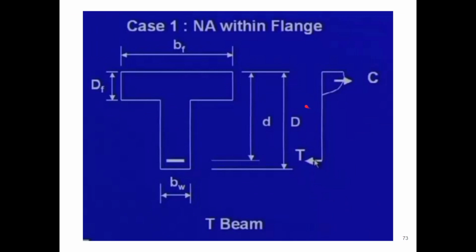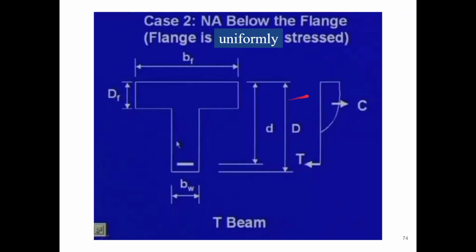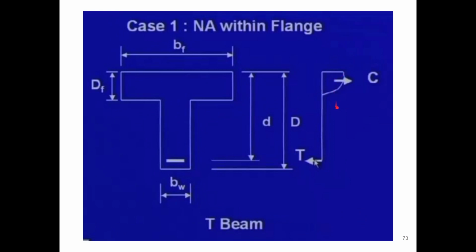So now, in order to design, there are three cases that will emerge. For the three cases the design will be different. The first case is that the neutral axis, or NA, will lie within the flange. So the neutral axis will lie within the flange, like this, so it will end within the flange. If that is the case, we will see what happens.